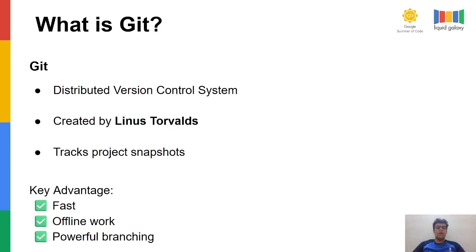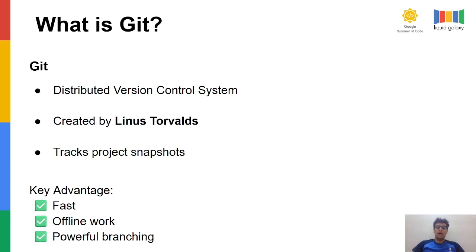Now let us go through what is Git. Git is a distributed version control system designed for speed, integrity, and non-linear development. We'll see each of these later. It was created by Linus Torvalds. It tracks project snapshots, and it is optimized for large-scale collaboration.